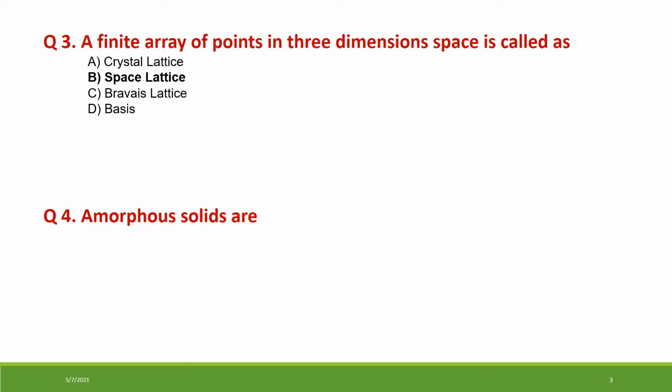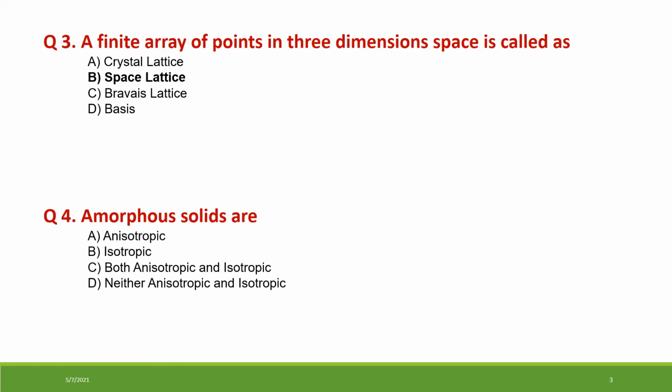Amorphous solids are, and the options are anisotropic, isotropic, both anisotropic and isotropic, and neither anisotropic nor isotropic. We know that in amorphous solids the arrangement of atoms is irregular, so it is direction independent, so that's why the answer is isotropic. All the properties are direction independent, so the amorphous solids are isotropic.